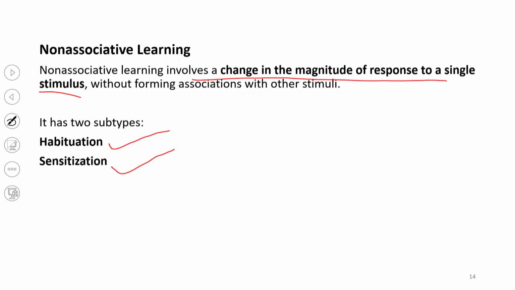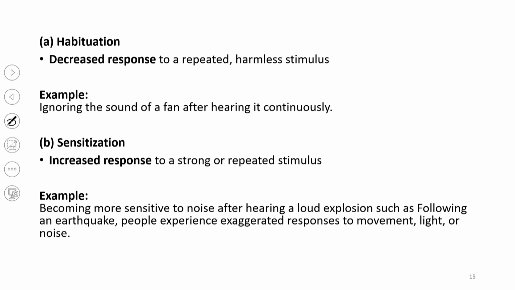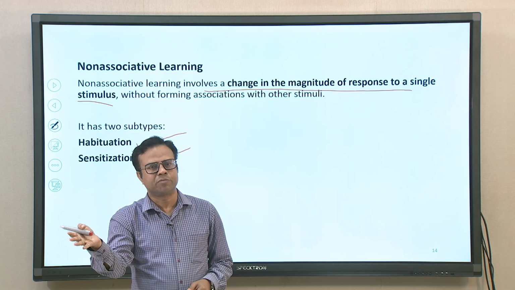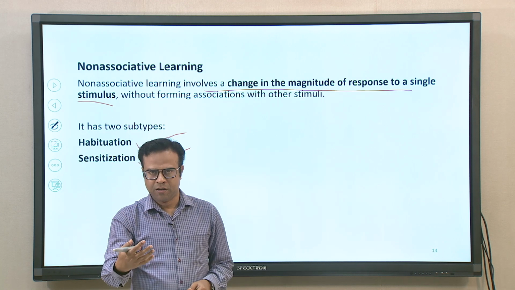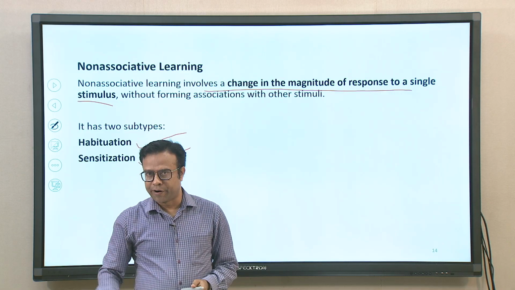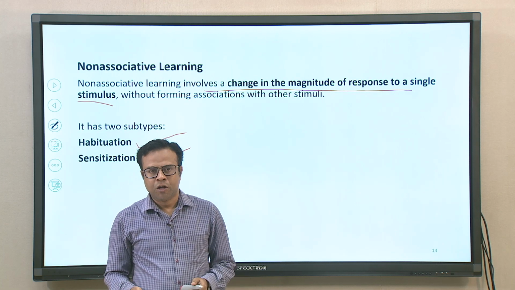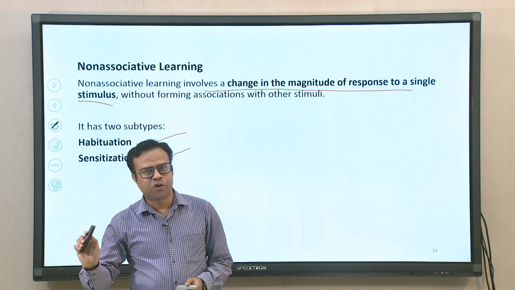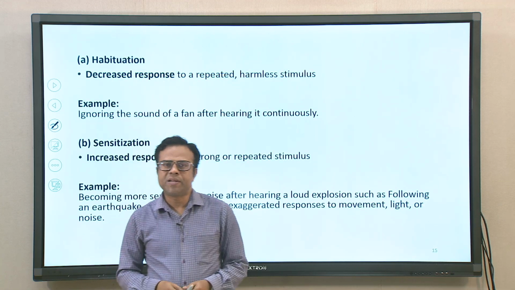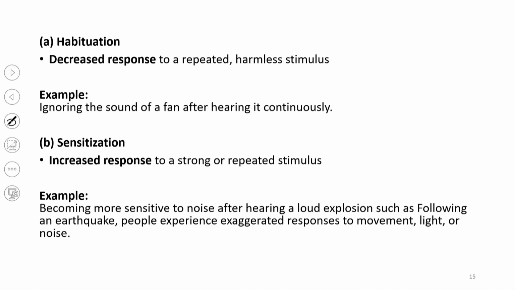So, let us see what these two are. I am discussing this because I will not give a separate lecture on this, because this is a very basic form of learning. So, I will just introduce it and talk about the other forms of learning in more detail. Habituation and sensitization are two types of non-associative learning. So, what happens in habituation? It is about a decreased response to a repeated harmless stimulus.